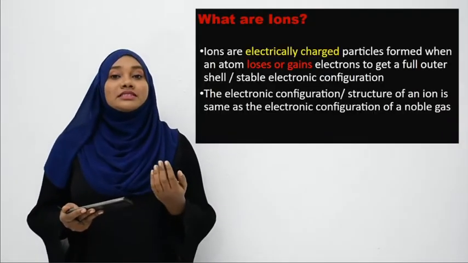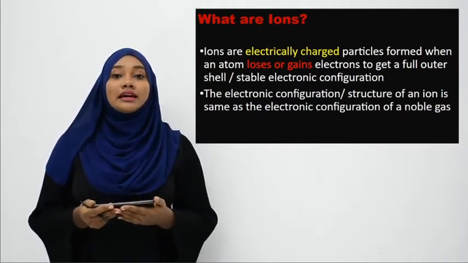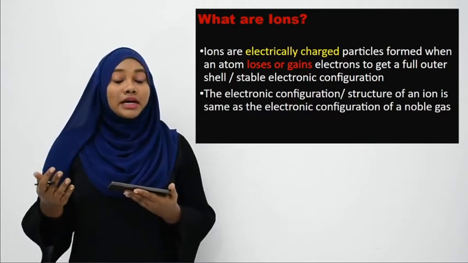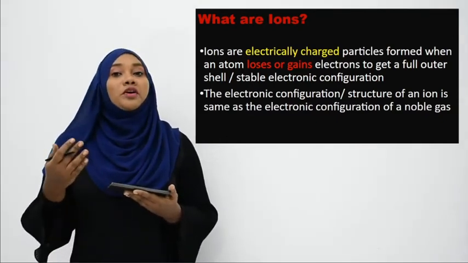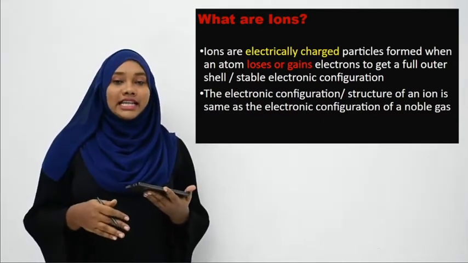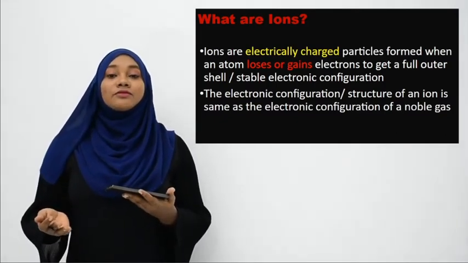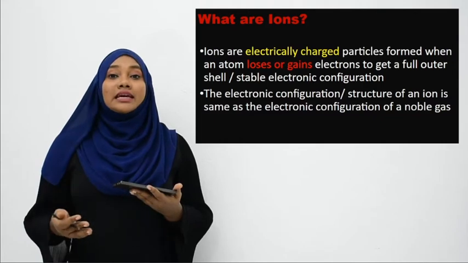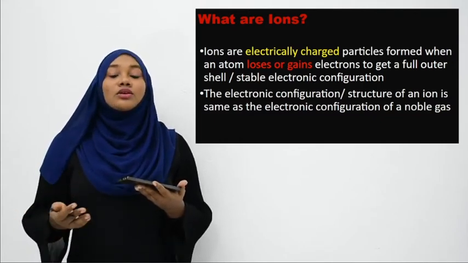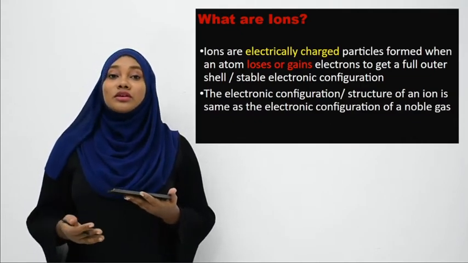So what are ions? Have you heard of ions? Yes, ions are electrically charged particles, or you can say ions are electrically charged atoms or group of atoms formed when an atom loses or gains electrons. So when an atom loses or gains electrons, it will have a stable electronic configuration. So ions will have a stable electronic configuration or a stable electronic structure.